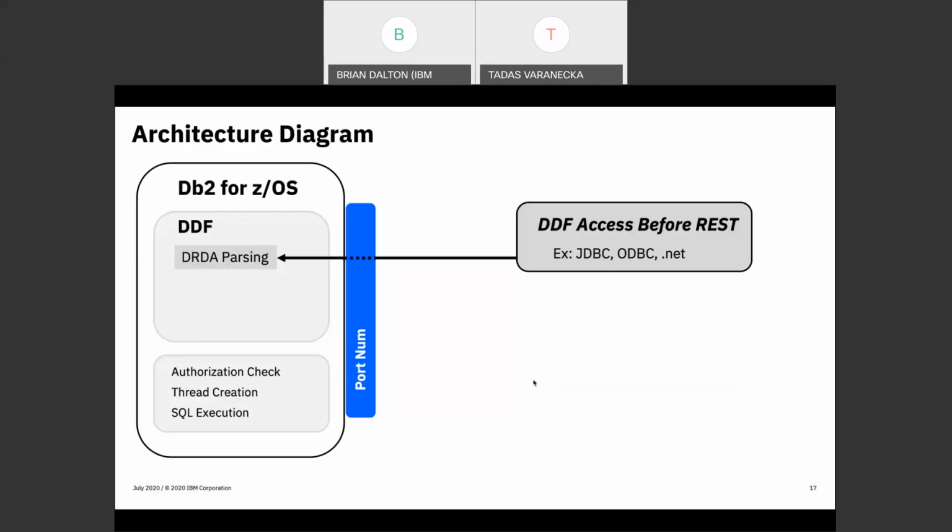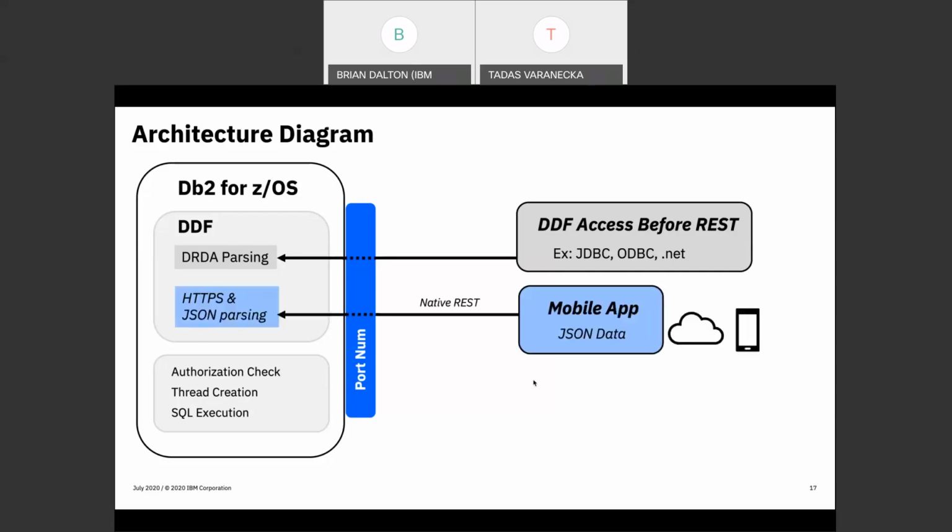So here's the architecture diagram that I briefly mentioned before. Traditionally, when we're accessing DB2 data for an application, this is the abstracted overall view of the architecture. For DDF access before REST, we normally use a JDBC driver, ODBC, or .NET, what have you, to access DB2 through a specific port number into DDF, which then performed the DRDA parsing and further went down to get the DB2 data via authorization check, thread creation, and SQL execution, brought the data back and sent it back to the application.